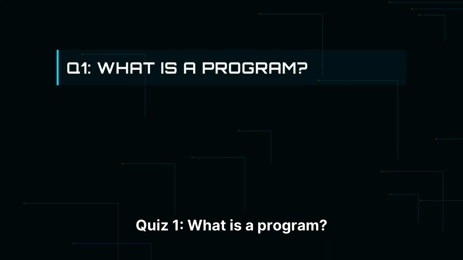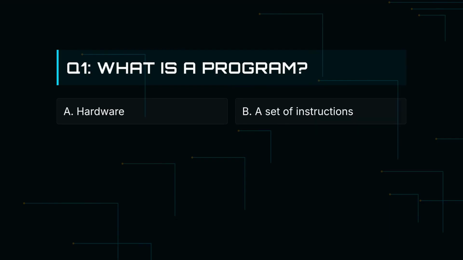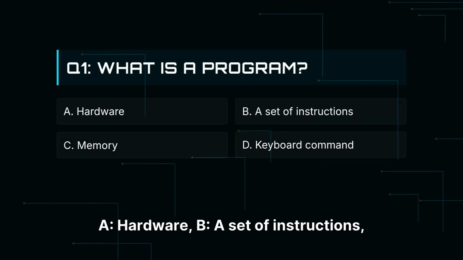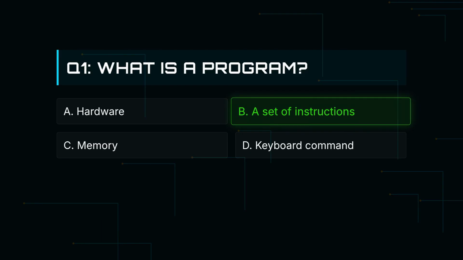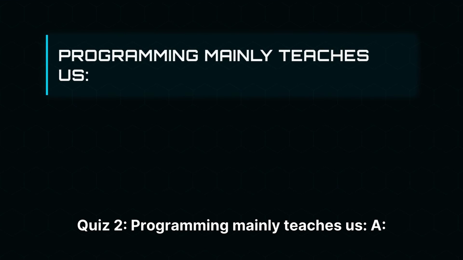Quiz 1. What is a program? A. Hardware. B. A set of instructions. C. Memory. Or D. Keyboard command. The answer is B.